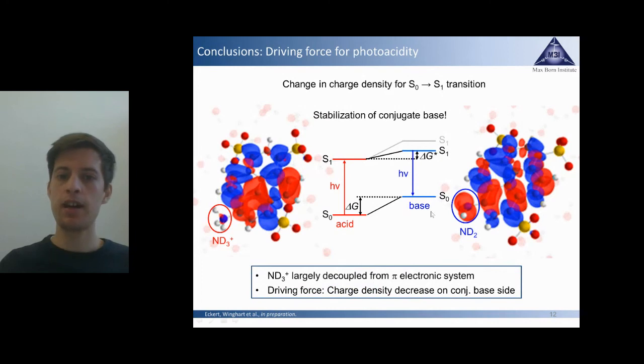while for the base side, there is a decrease in charge density, which is exactly the trend that has been postulated in the literature, which will stabilize the base side, so that we could, in fact, identify the charge transfer from, in this case, the nitrogen atom to the pi system as a driving force for photoacidity. So this is for the first part.